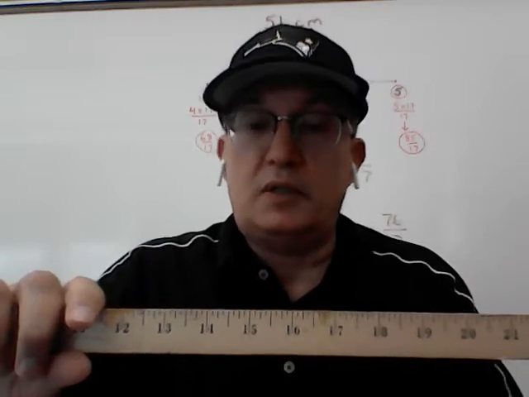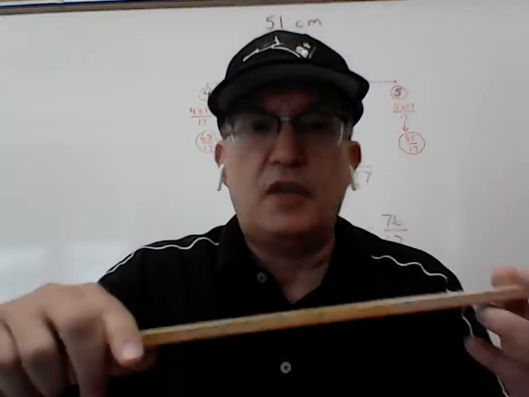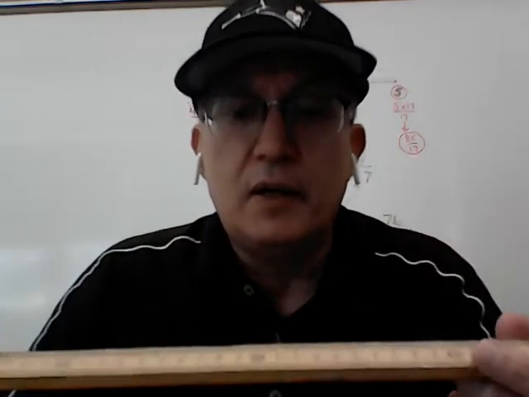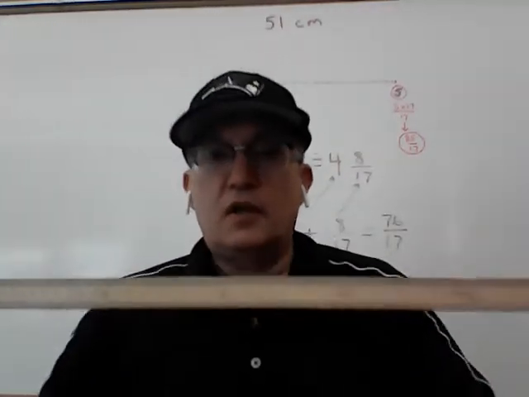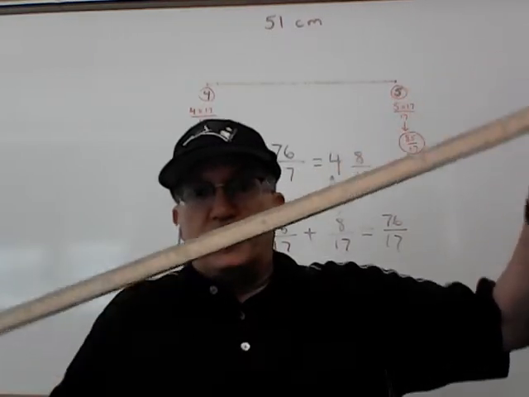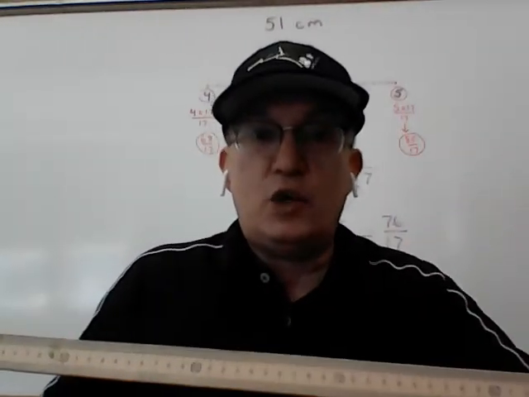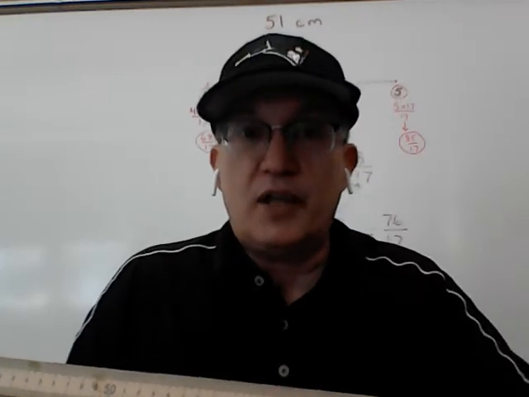But in the metric system, it's different. We don't divide into halves and then quarters and then eighths. Everything's based on powers of 10. So you can see here that the meter stick is divided into 100 equally sized pieces. The end of the stick down here is 0, and this far end of the stick, hidden by the metal there, is 100 centimeters. The meter is divided into 100 equally sized pieces called centimeters.